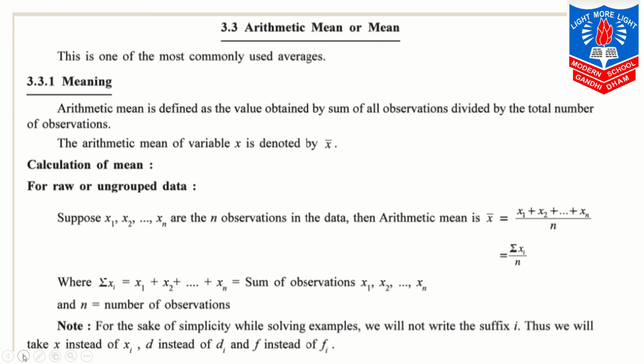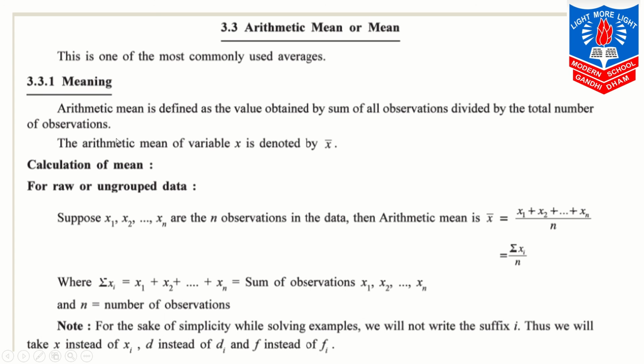Students, now I move on to my very first topic, arithmetic mean or mean. This is one of the most commonly used averages. Yes, this is an important one-liner: which is the most commonly used average? The answer is mean. We first start with the meaning. Arithmetic mean is defined as the value obtained by the sum of all the observations divided by the total number of observations. Yes, we will add up all the observations given here and then divide by the total number of observations.